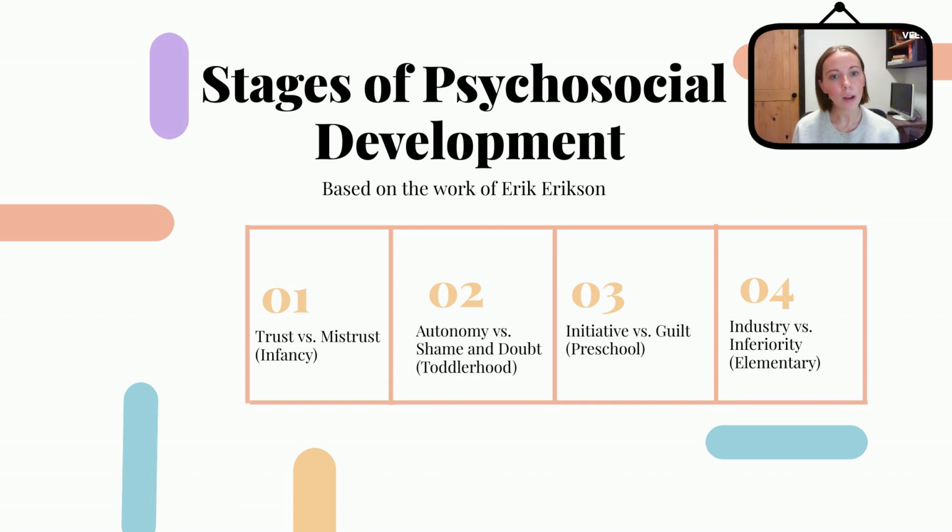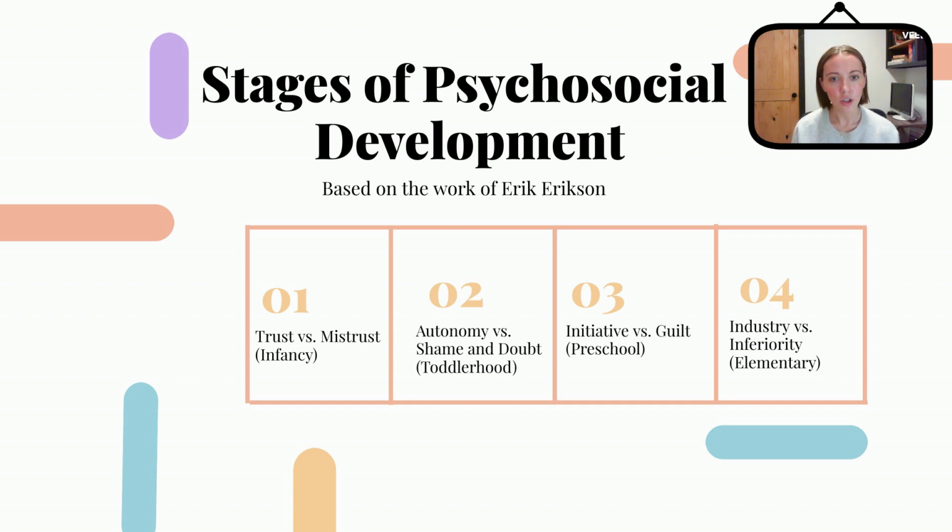The second stage is autonomy versus shame and doubt. This stage is from around 18 months to 3 years. In this stage, if a child is supported in their increased independence and allowed to explore their surroundings, they're going to become more confident and secure in themselves. On the other hand, if they're overly criticized or controlled, they may feel shame or doubt, and that can lead to lack of confidence or fear of trying new things and a sense of inadequacy.